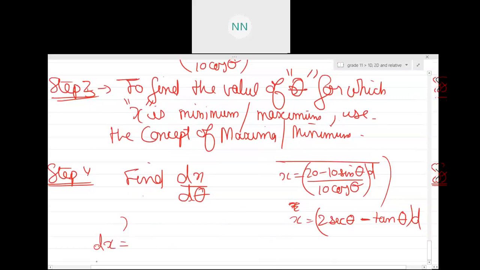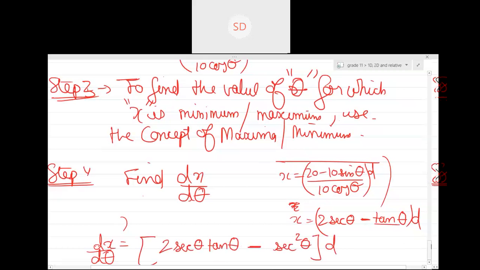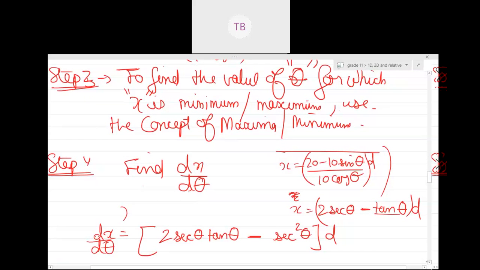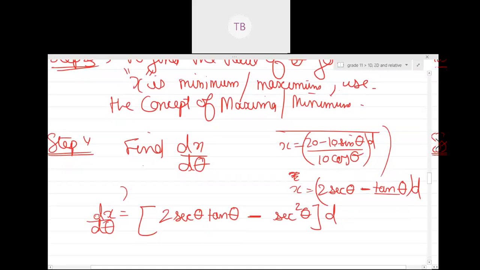So dx by d theta. What is the differentiation of sec theta? Anyone remembers? Minus sec square theta for tan theta. So basically on differentiating you'll get this. If you don't remember this, you differentiate this using the chain rule, right? No, not the chain rule. It was the quotient rule, right?